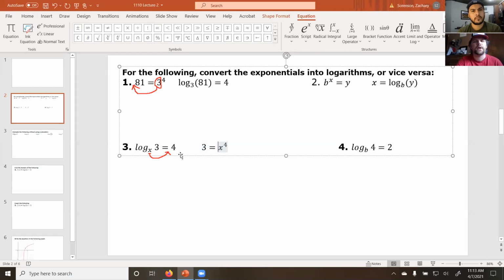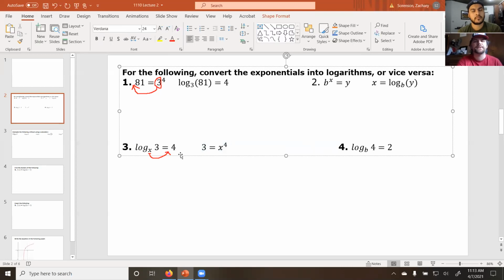So it's not always best to put something into a logarithm. It's not always best to put something into an exponential. And so we want to be able to do both. Okay. So how do I convert this into an exponential?